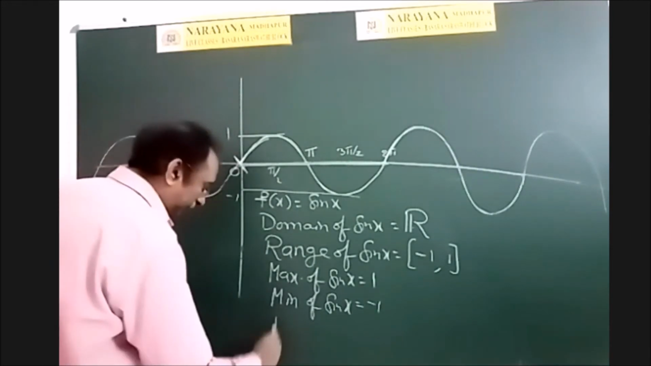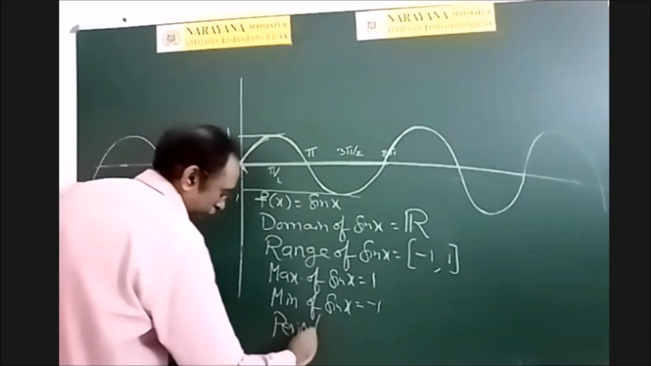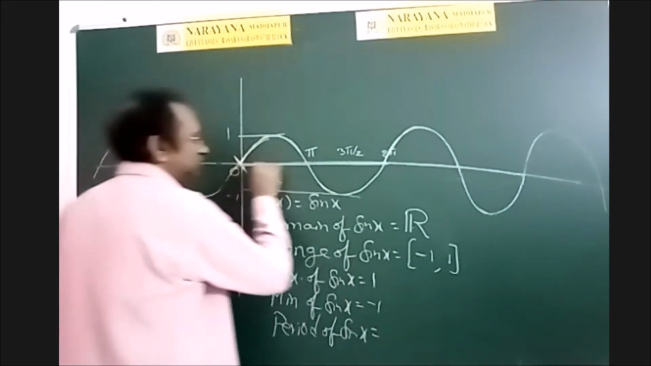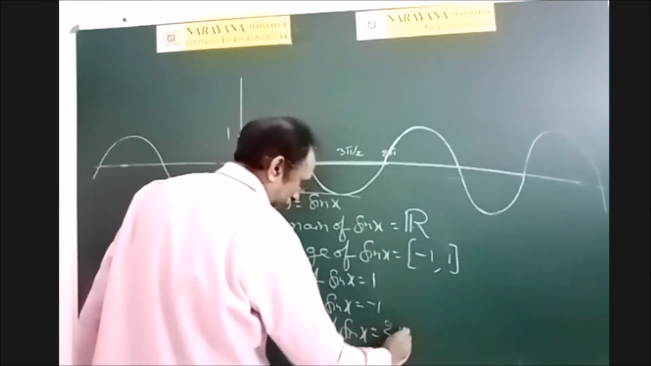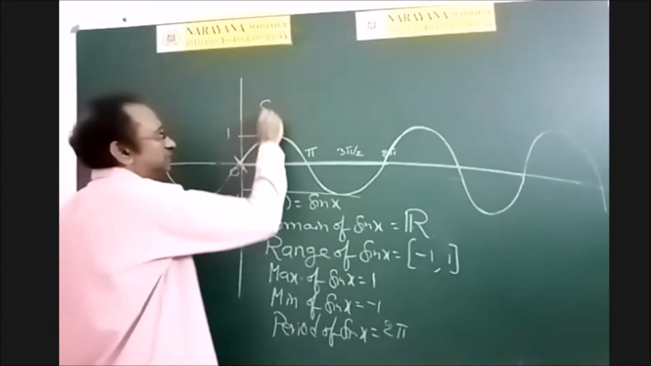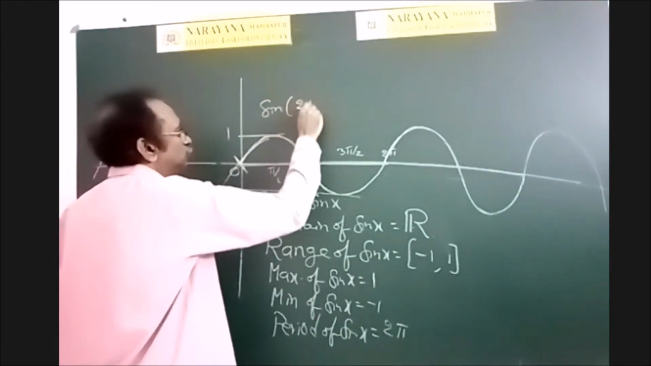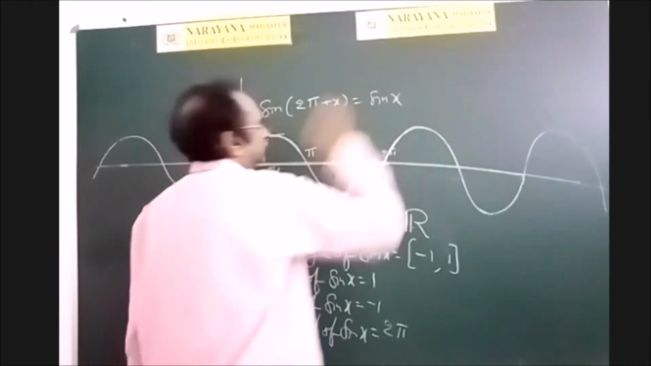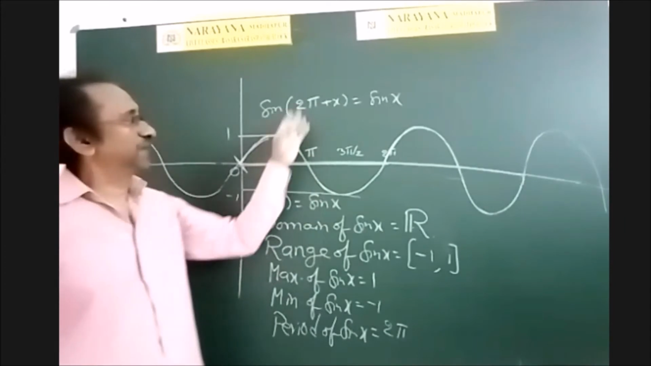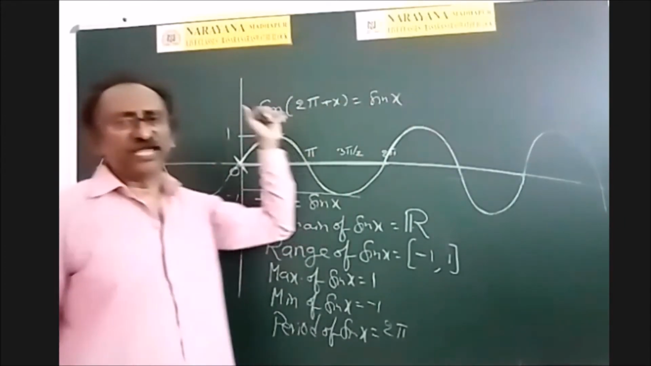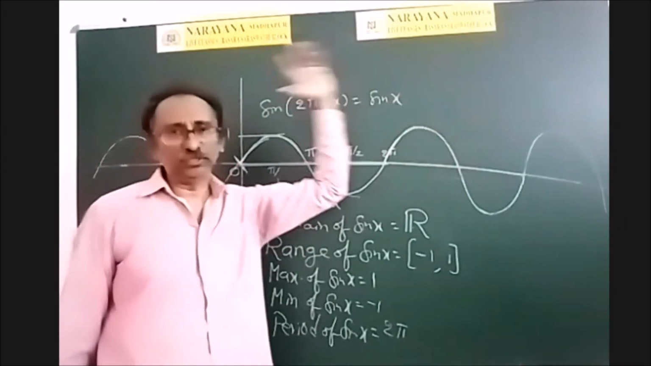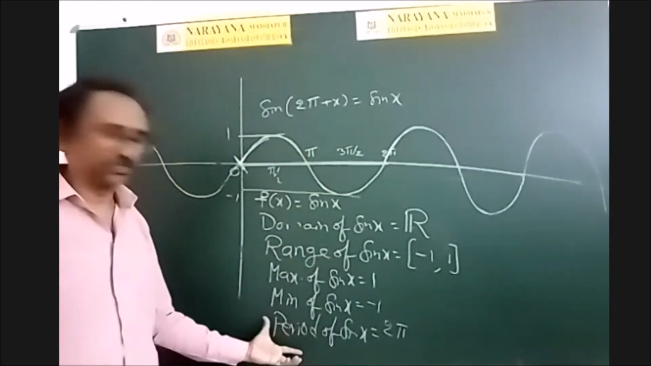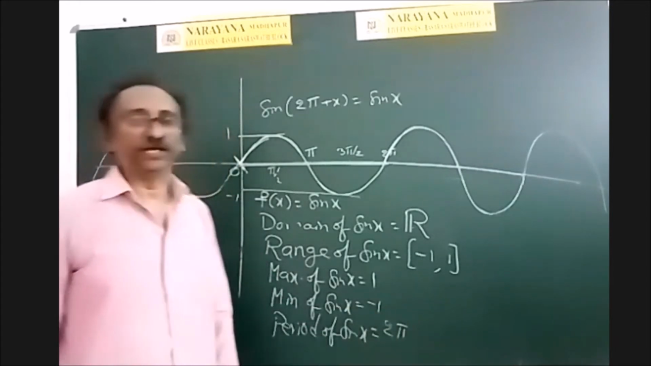And tell me, what is the period? The period of sin x is equal to what? This length, that is 2 pi. So if you write sin(2 pi plus x), what will you get? sin x only. What is sin(2 pi plus 30)? sin 30. sin(2 pi plus 1 lakh) is sin 1 lakh. You can simply say like that. Therefore, this length is called the period of the function. So the period of sin x is 2 pi.